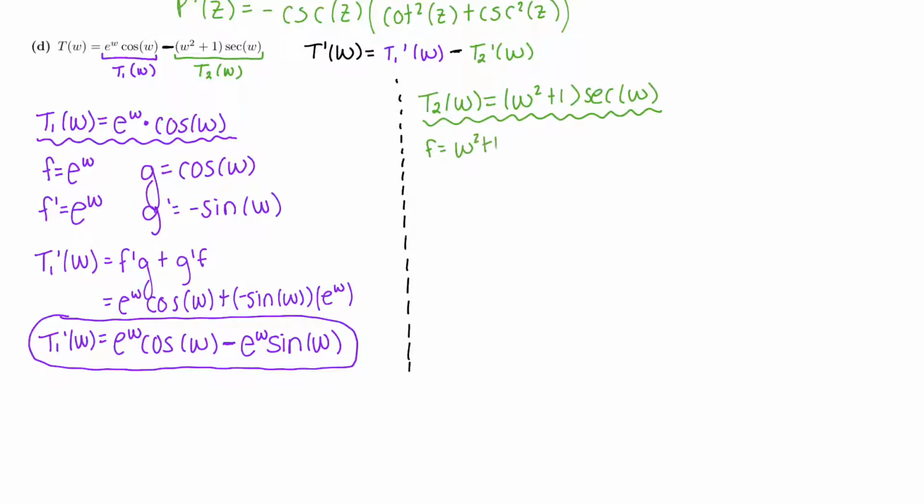Our F is going to be the W squared plus 1, whose derivative is 2W. Derivative of a constant is 0, so W squared is the only thing we take the derivative of. For secant, our derivative is tangent W secant W. Or secant tangent. Either direction works. You can say tangent secant or you can say secant tangent. It is the same thing either way.